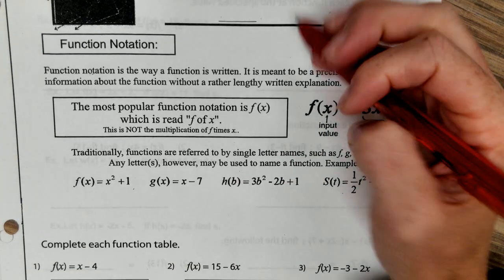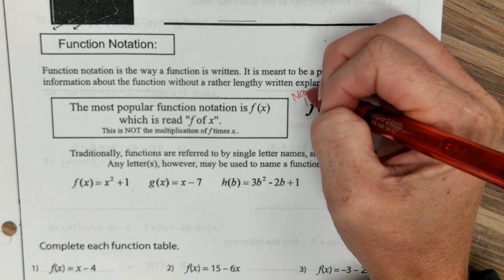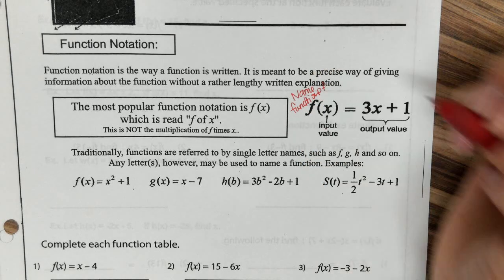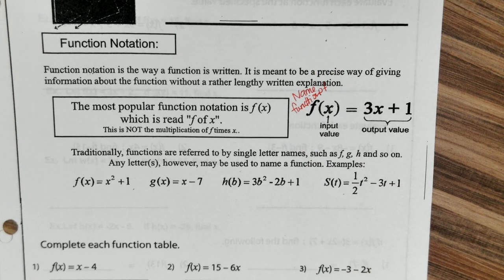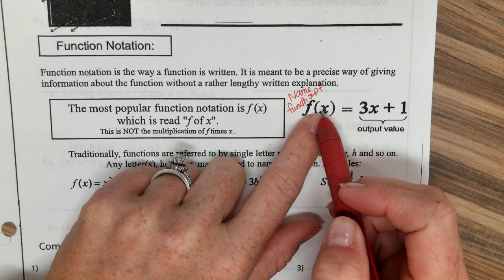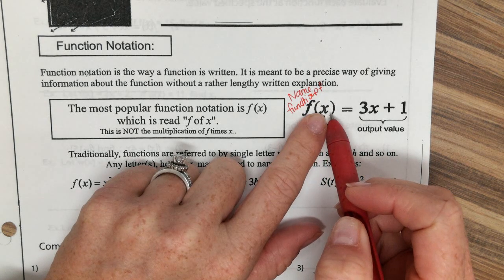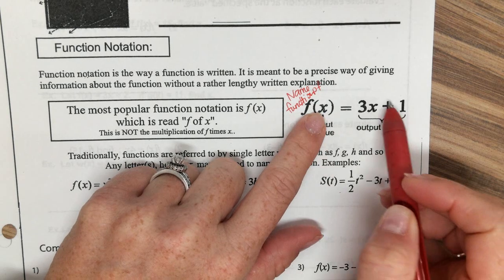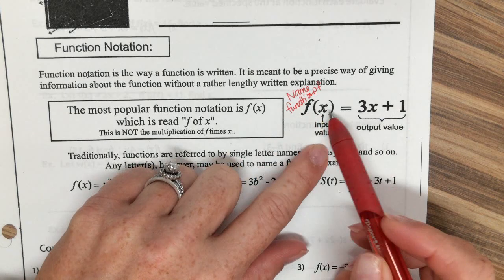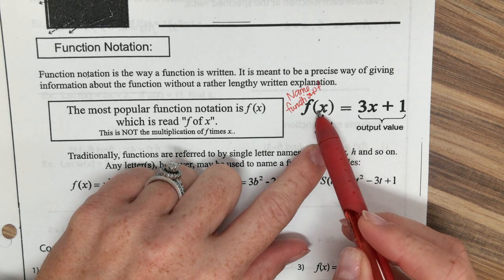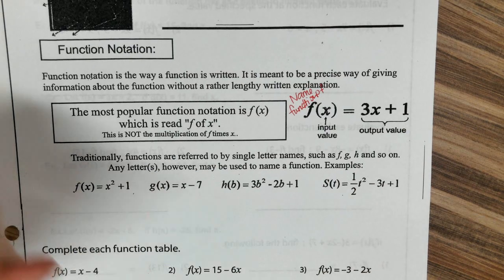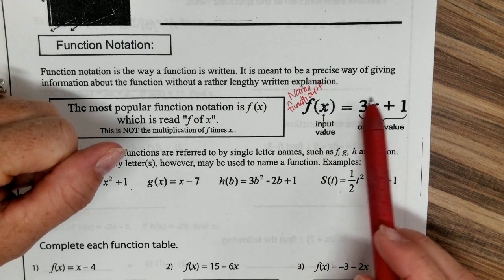F, this is the name of the function. The x, right here, if they put a number right there, that is what they're telling you to input into the function. And then everything over here is the output value. But if they give you a number right here, what are you supposed to do with it? Put it into this function to solve. Okay? So this is the input. This is the output.